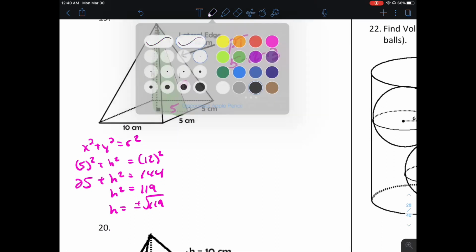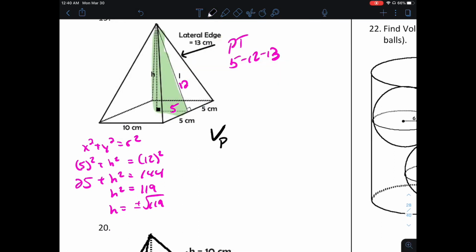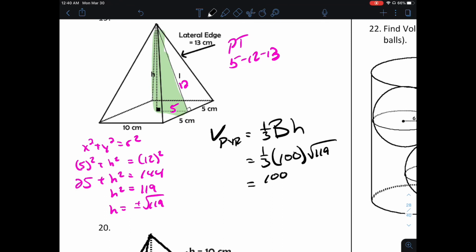So to find the volume of this pyramid, it's 1/3 the area of the base times the height. The base looks like it's 10 by 10. That would be 100. The height we just figured out is the square root of 119. So this cannot be simplified well. I'm just going to write it like this. You could also write it like this if you wanted. Anyhow, the units here are cubic centimeters.